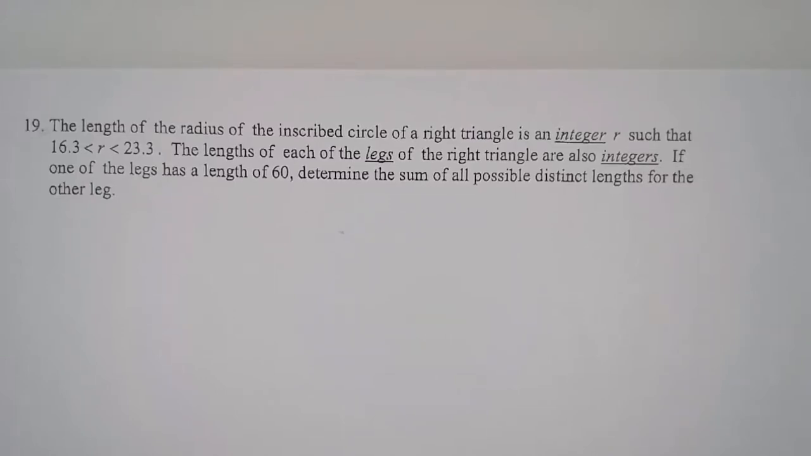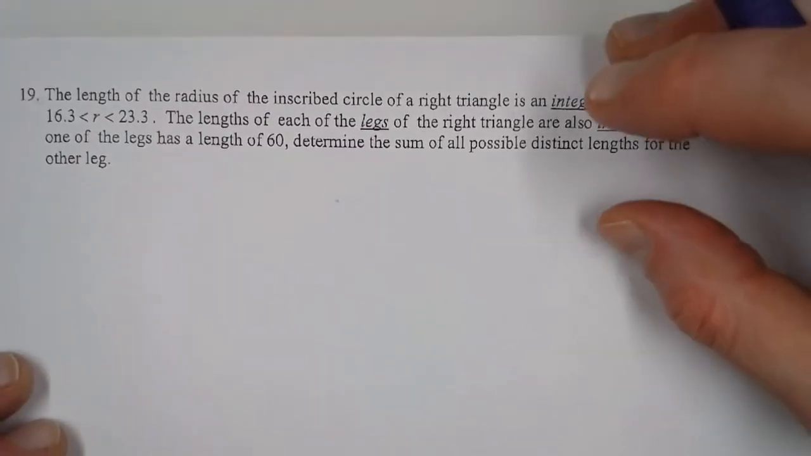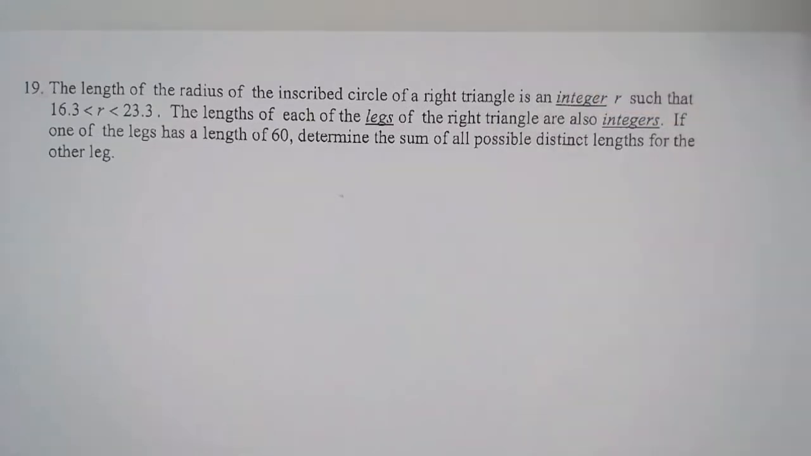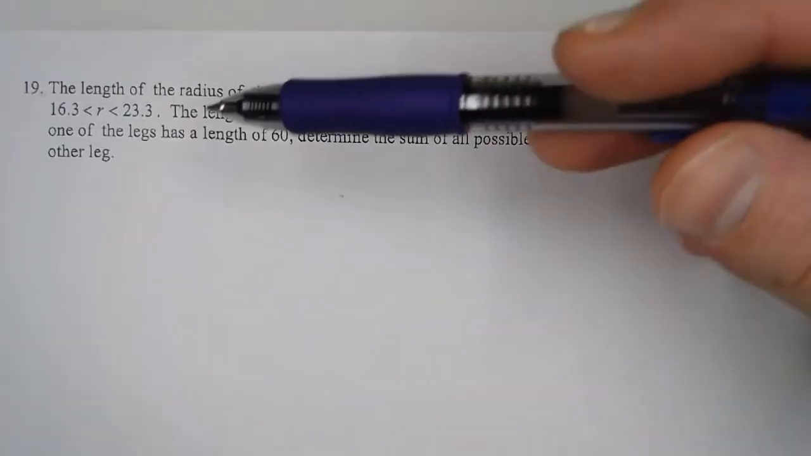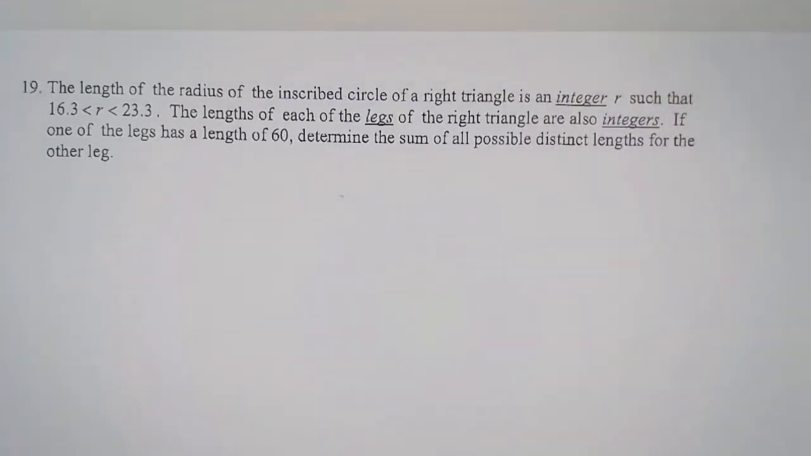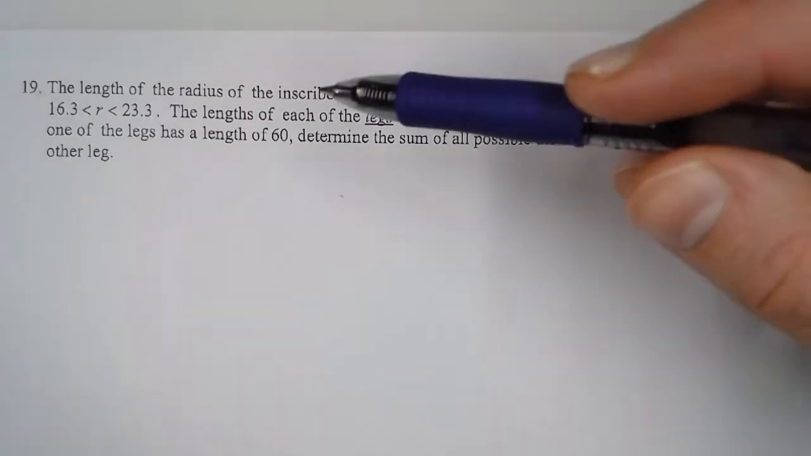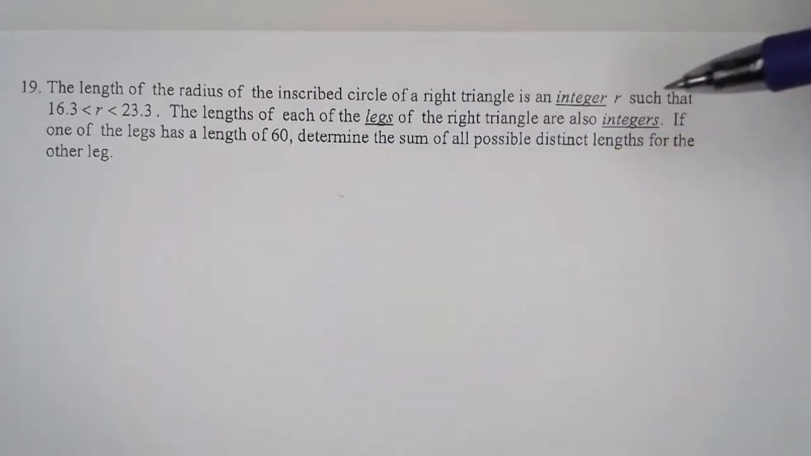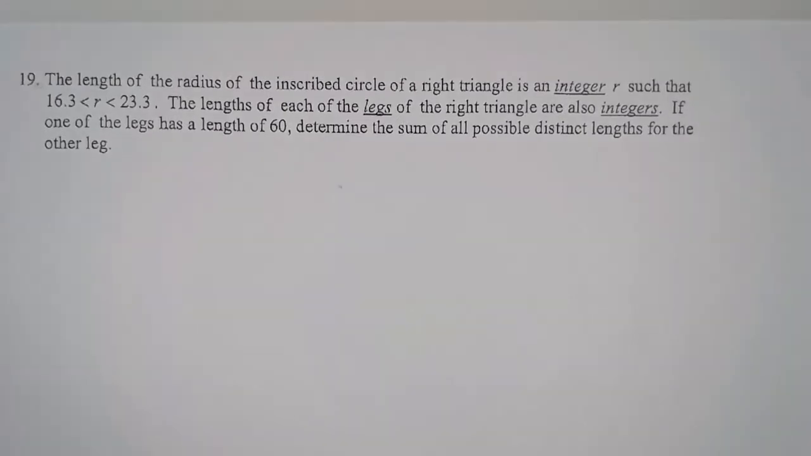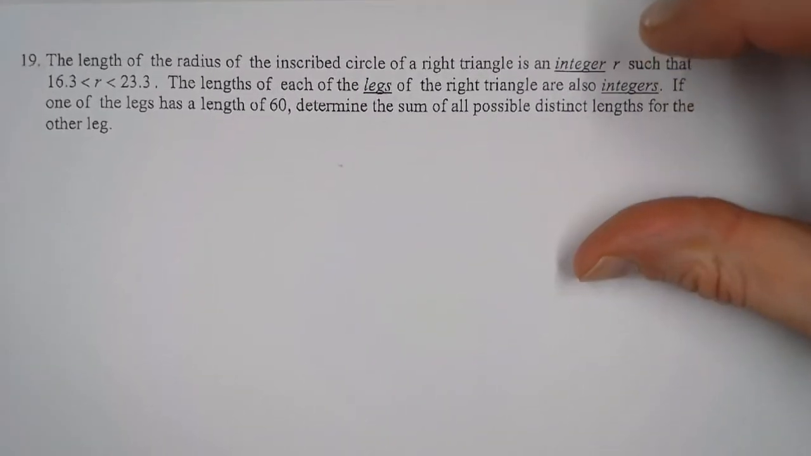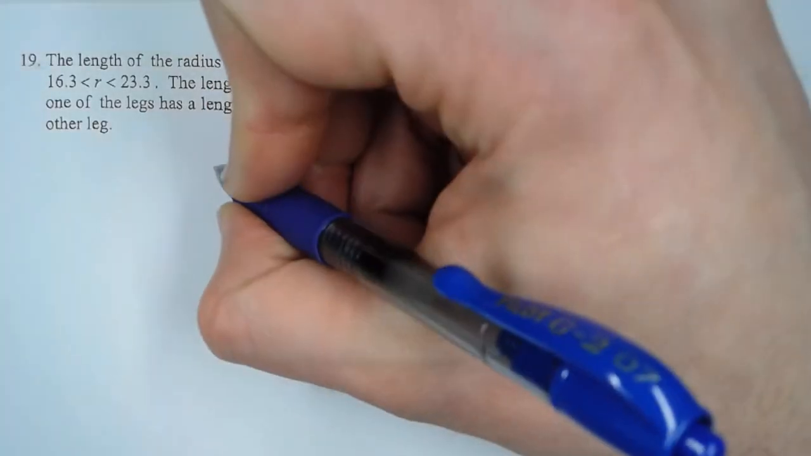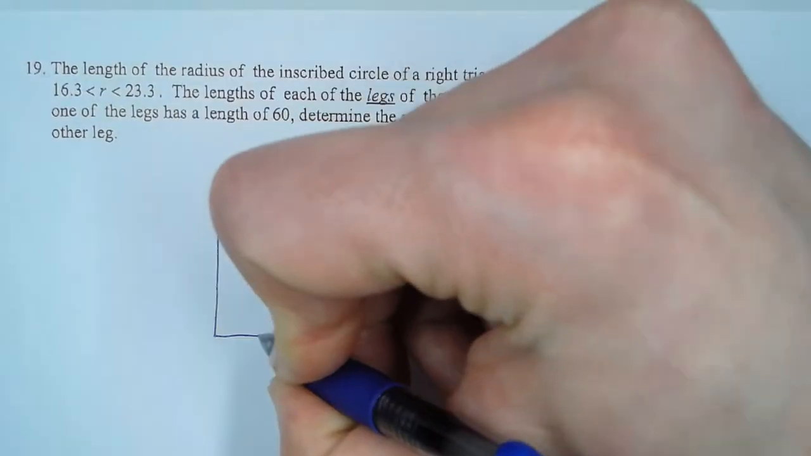In this problem, it says the length of the radius of the inscribed circle of a right triangle is an integer, such that 16.3 is less than r is less than 23.3. The lengths of each of the legs of the right triangle are also integers. If one of the legs has a length of 60, determine the sum of all possible distinct lengths for the other leg. All right, so let's draw this out.